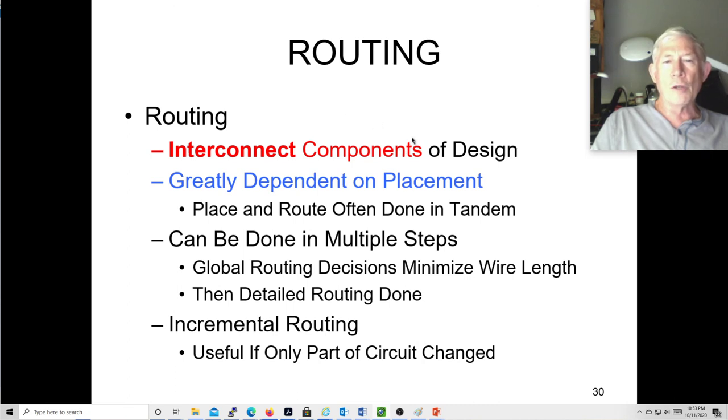Routing, again, once you've placed it, now you have to connect things, and how you connect them has to be done through these big interconnect matrices. So it's greatly dependent on the placement. And usually what they do is place and route in multiple steps until they begin to close in on a reasonably optimized solution. And then once you've got the global routing choices made, the detailed routing can be done. Now, sometimes your integrated development environment can let you do what's called incremental routing, where if you only change a little bit of the circuit, then it may leave everything else in place and only modify the small part of the circuit that you changed.